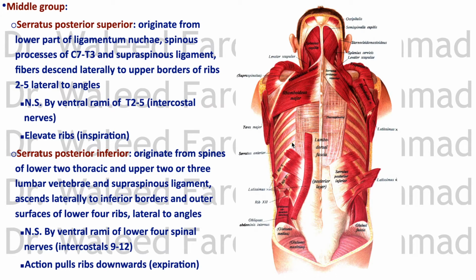And the nerve supply of the serratus posterior superior is by the ventral rami, remember this, ventral rami, not dorsal rami like the rest of the back, of T2 to T5 segments, intercostal nerves, and the nerve supply of the serratus posterior inferior is by ventral rami of lower four spinal nerves, the intercostals. So remember this trick about the middle group, that it's supplied by the ventral rami, not the dorsal rami.